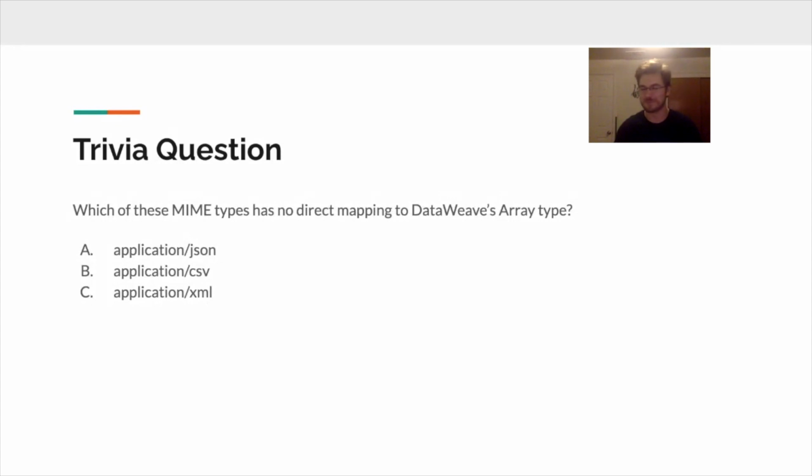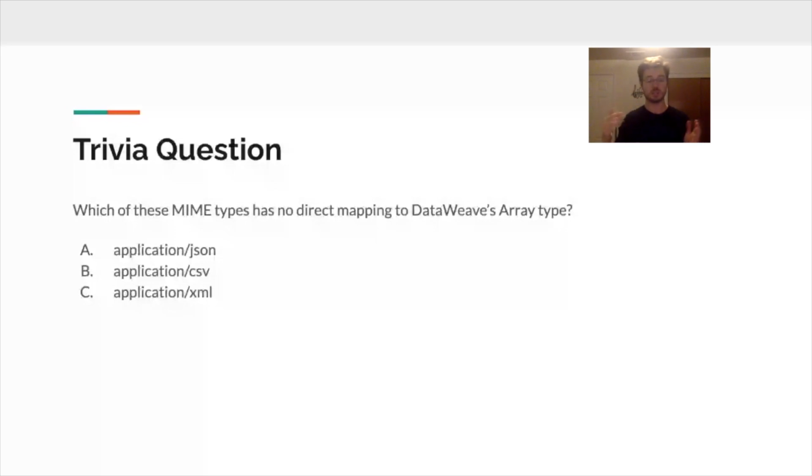All right. So the answer is C. Let's review it real quick since quite a few people got it wrong. Application JSON has a very clear translation from JSON arrays to DataWeave arrays. And that should be fairly obvious just by the name. Application CSV, this one's a little bit trickier because when you look at a CSV, there's no real concept of arrays there. But DataWeave does manage to use the array data type as the holder for all of the data.